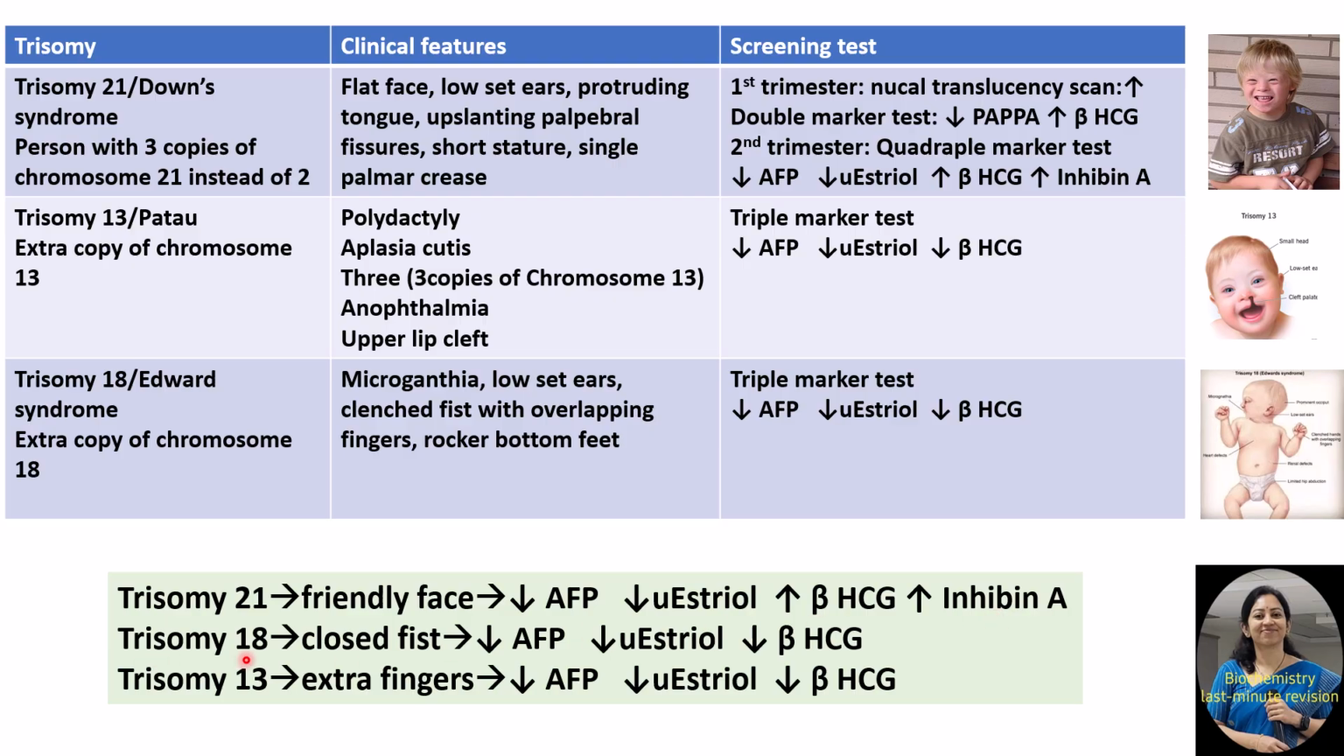Trisomy 18 or Edwards syndrome is characterized by a closed fist with overlapping fingers, and the triple test is used to identify it. All three parameters are decreased: alpha fetoprotein, urinary estriol, and beta HCG. The same triple test also shows all these components decreased in trisomy 13, Patau syndrome, where clinically you can make out the presence of extra fingers. This is how in a very simple way you can remember the trisomies.